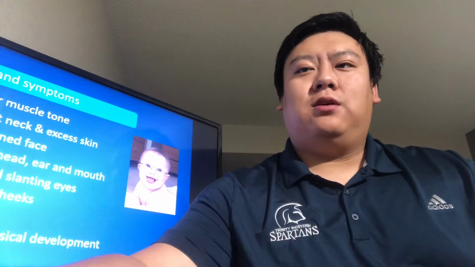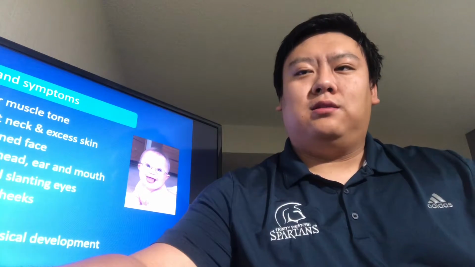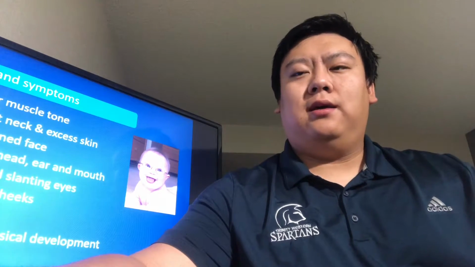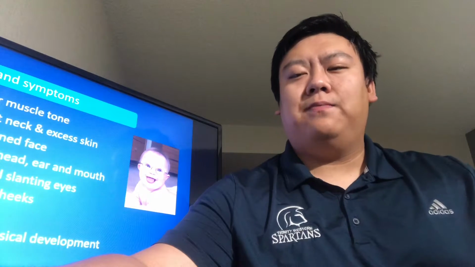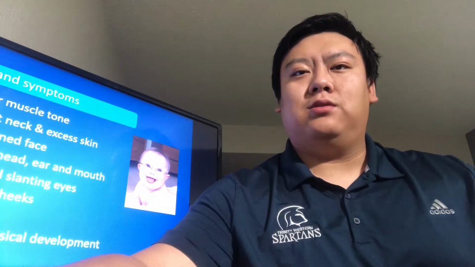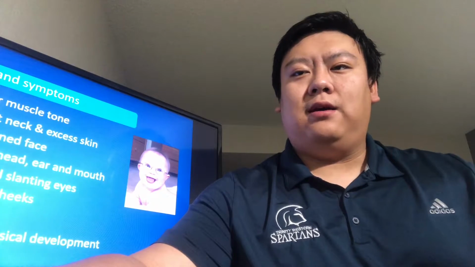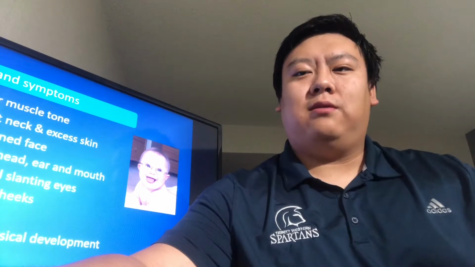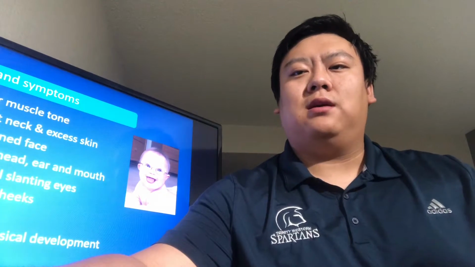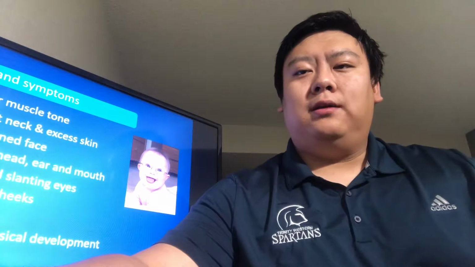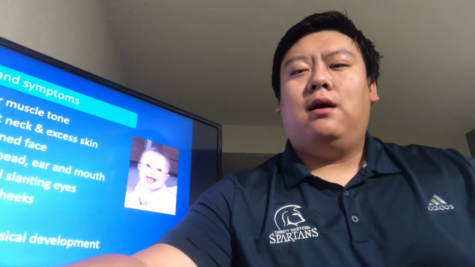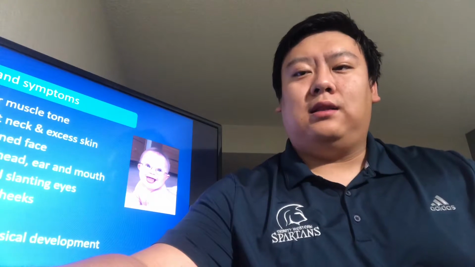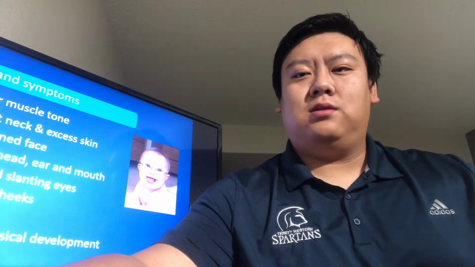The common physical signs and symptoms of Down syndrome include decreased or poor muscle tone, short neck with excess skin at the back of the neck, flattened facial profile and nose, small head, ears, and mouth, upward slanting eyes, often with a skin fold that comes out from the upper eyelid and covers the inner corner of the eye, wide, short hands with short fingers, a single deep crease across the palm of the hand, a deep groove between the first and second toes.